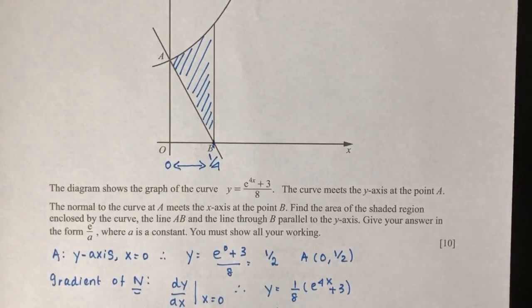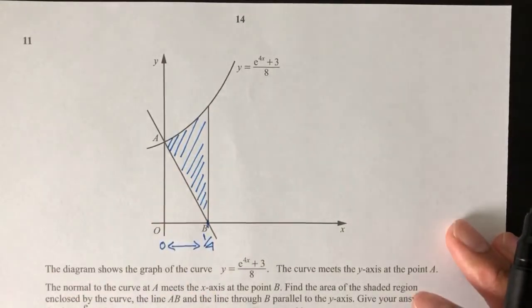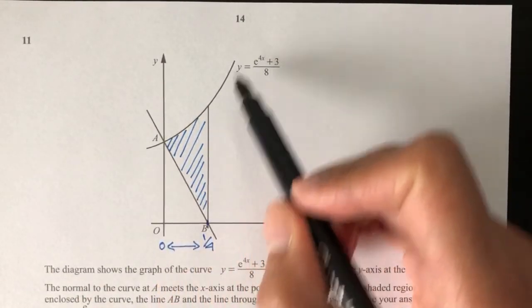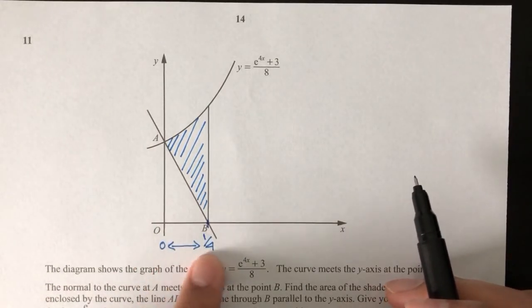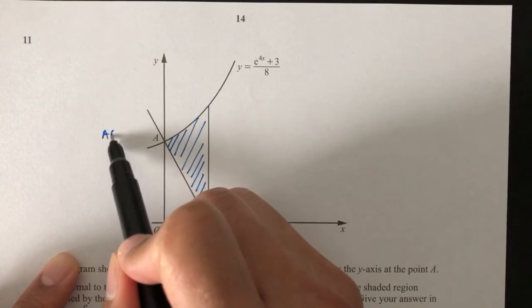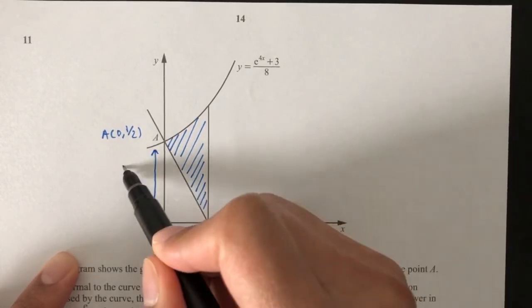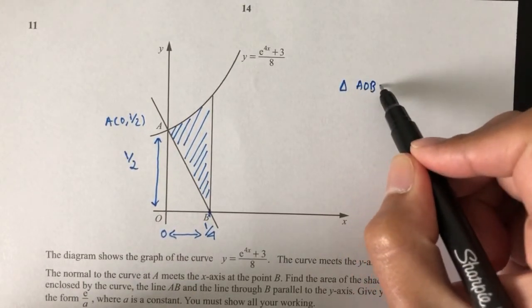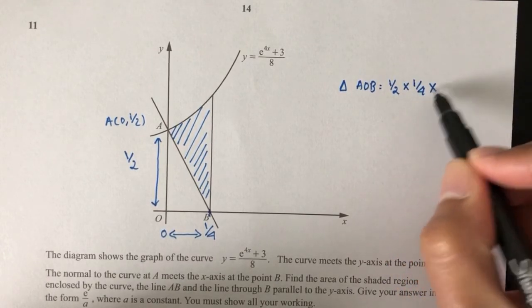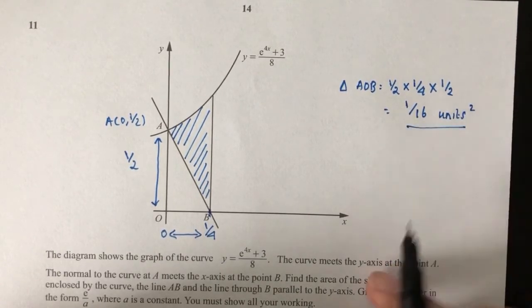So now the main question is, let me check. Yep, we have to find the area in terms of e. So how do you find the area of this region? You have to find the area under this curve minus the area under the line. The line is only what? As you can see, it is a triangle. The base is 1/4. What is the height? The point A, as we have found, is (0, 1/2), so this height is actually half. So we can just find the area of the triangle first. Area of triangle AOB is half times base times height. That should give me 1/16 units squared. That's the area of this triangle.